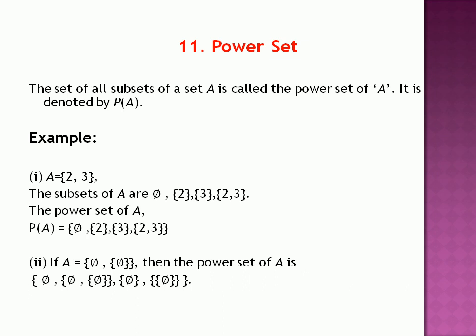Example, first one: the set A contains the elements 2, 3. The subsets of A are: ∅, the empty set, is one subset, and the same set is also one subset. So ∅ and {2, 3} are subsets, and the remaining {2} is one separate set and {3} is one separate set. The power set of A is now ∅, {2}, {3} and {2, 3}. So it contains 4 subsets.